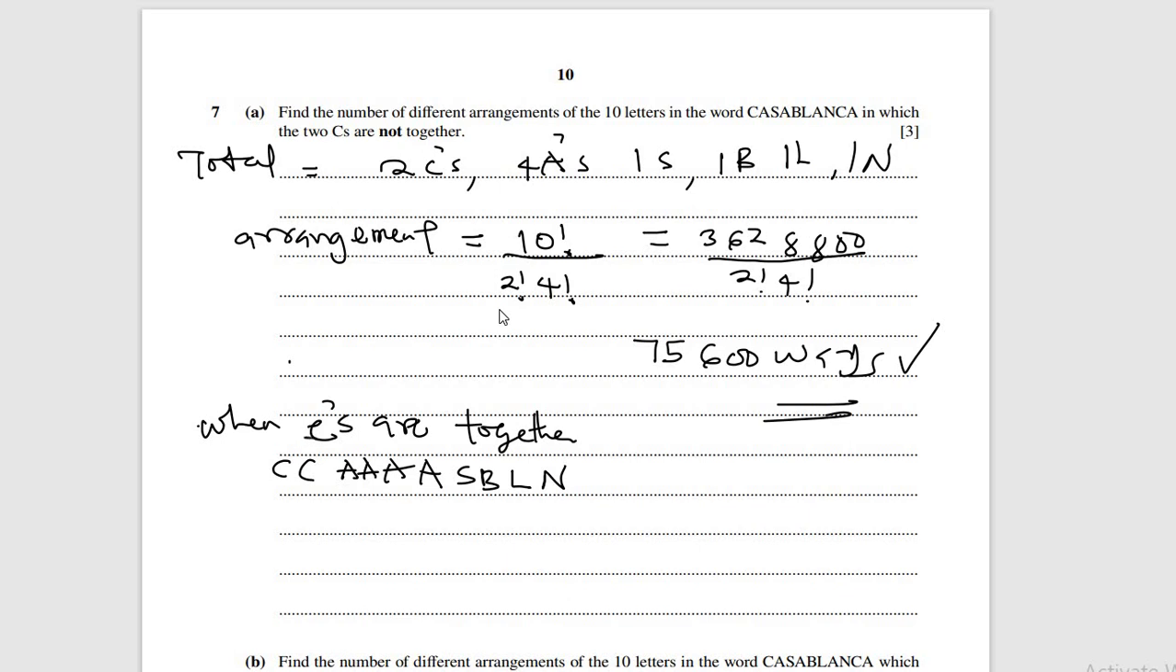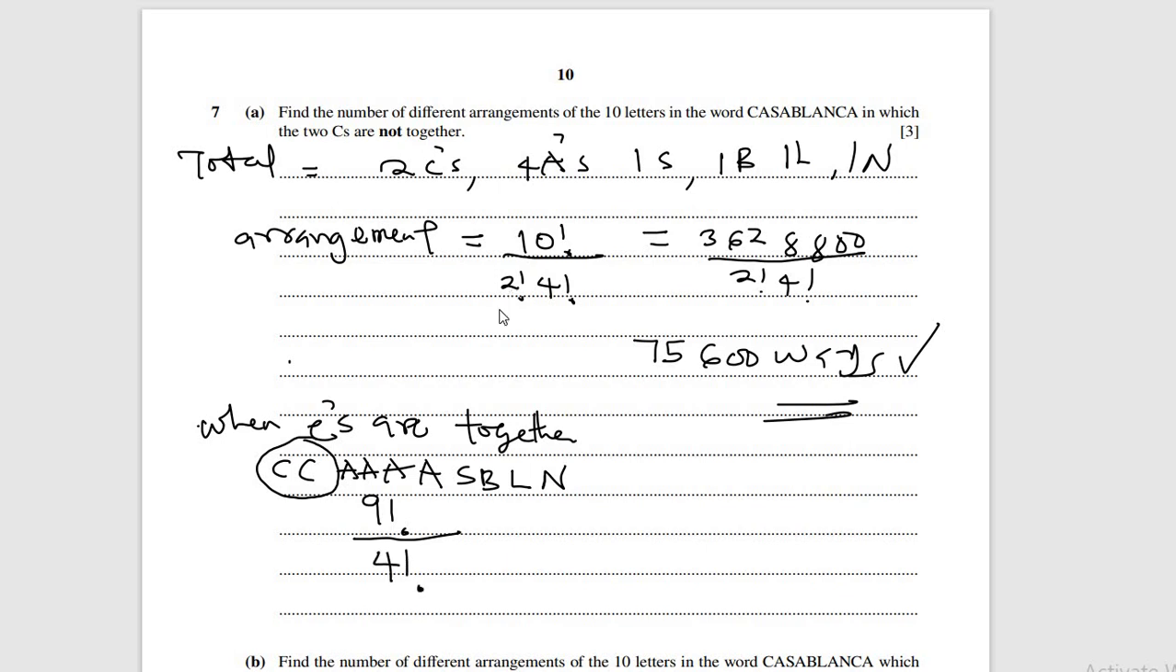So when the C's are together, it's a conditional permutation. That's 1. What's left? 1, 2, 3, 4, 5, 6, 7, 8. Together with the C's that is now 9. When the C's are together, you take them as 1. Everything is now 9, so 9 factorial over what's the repetition? 4. A is repeated, so 4 factorial.